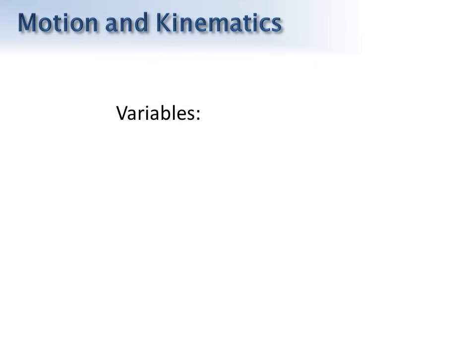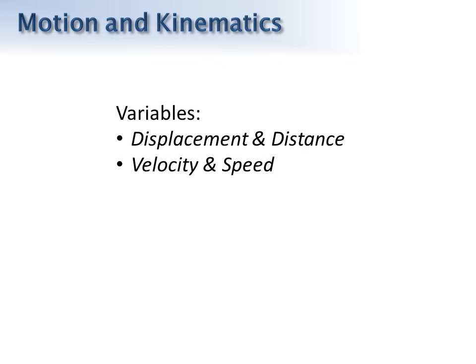The basic technique to analyze the motion of an object is to throw some variables into a set of equations, which are called the kinematic equations. The variables are displacement and distance, velocity and speed, acceleration and time.